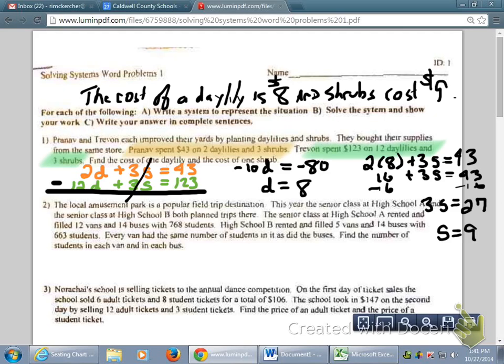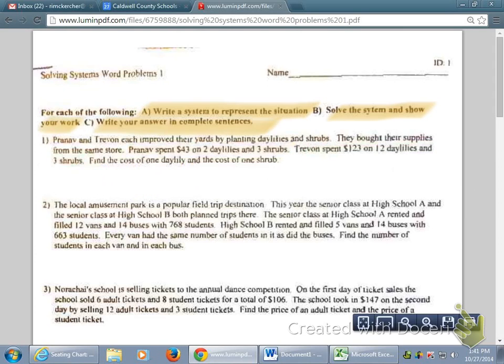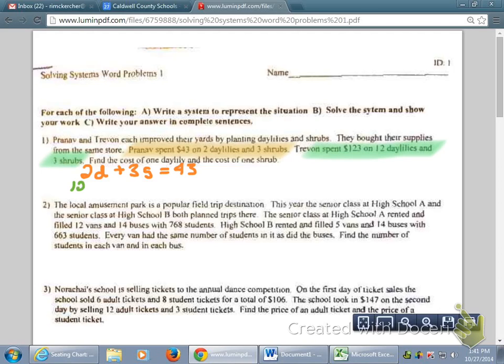We'll start here, kind of looking at the second sentence. Pranav spent $43 on 2 daylilies and 3 shrubs, and that's what we're trying to show here. 2 daylilies plus 3 shrubs is going to be $43. That's what that orange sentence says.